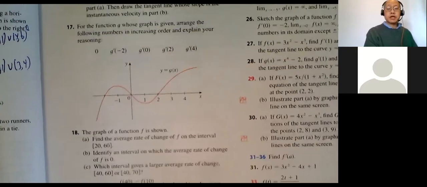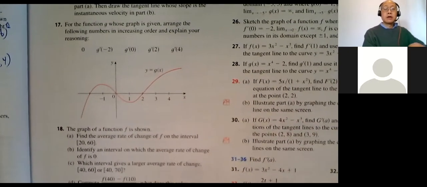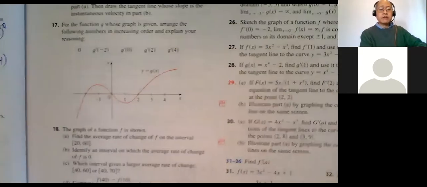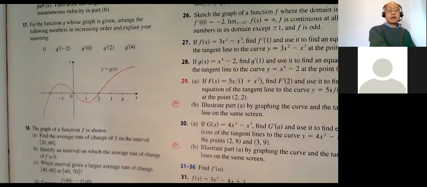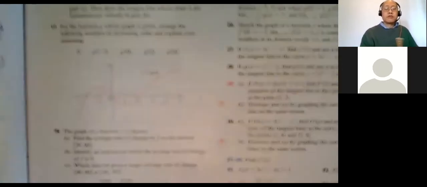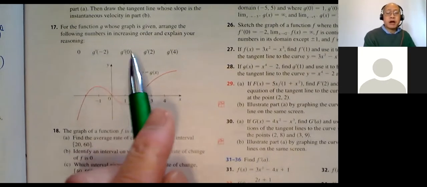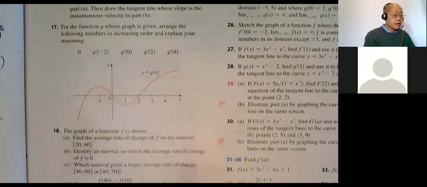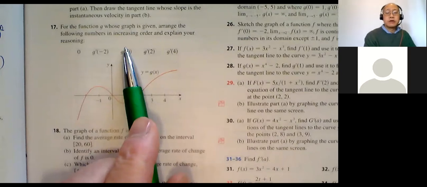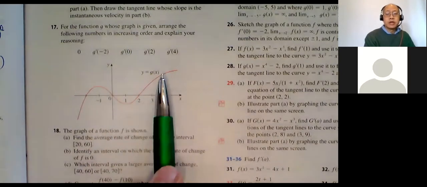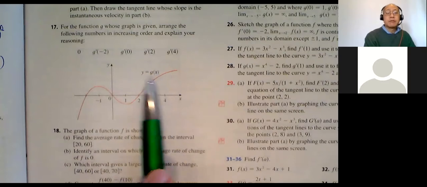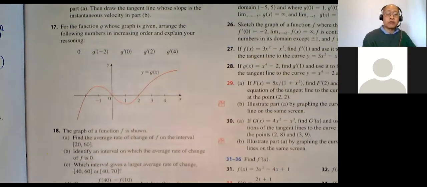All right, next one I want to show you is 17. Arrange the following numbers in increasing order and explain your reasoning. We're not going to explain the reasoning, we're just going to do it. Please notice when it says G prime, we're looking for slope. If it just says G, you know you're looking for the Y coordinate. So G of 0, G of 2, G of 4, you're asking for the height. Not here, now you're asking for the slope.